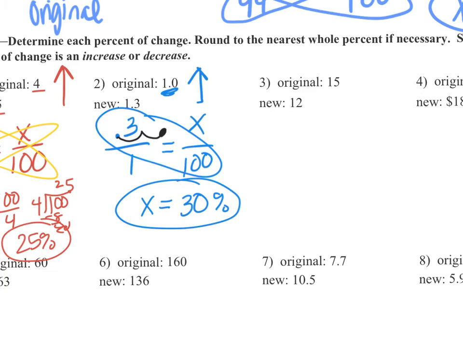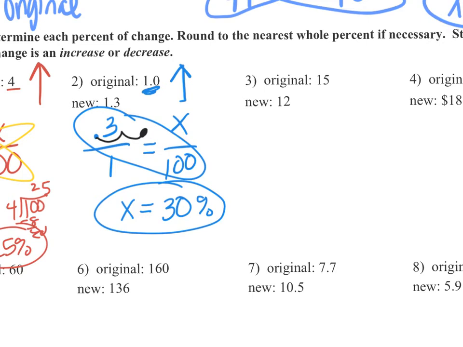Then on number 3, it went from the original 15 to the new 12. So did it increase or decrease? Decrease. It went down by 3. And I'm going to put that over your original amount, which was 15.